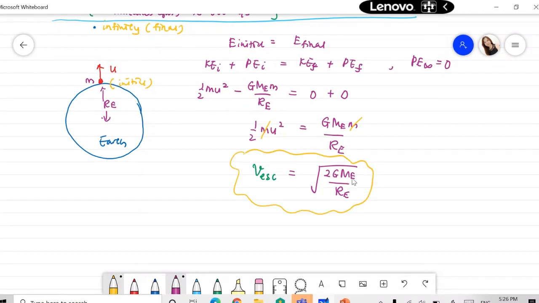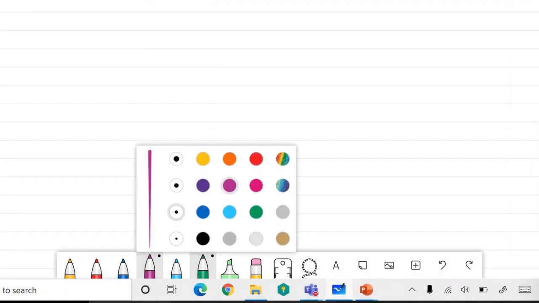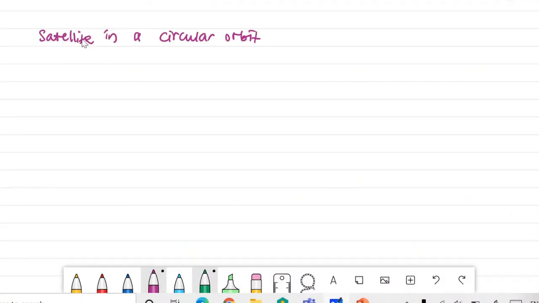If you are referring to another planet, then the Me may just be replaced with the mass of the other planet, and the same for the radius of the other planet. Satellite in a circular orbit. There is only one speed that the satellite can have if you would like the satellite to remain in the orbit with a fixed radius. Okay, for example, this is the Earth.